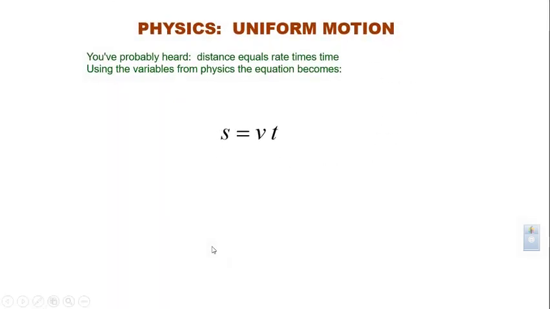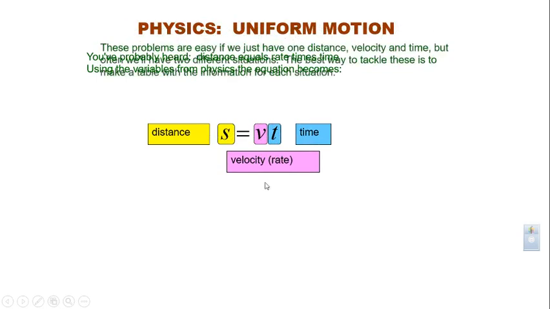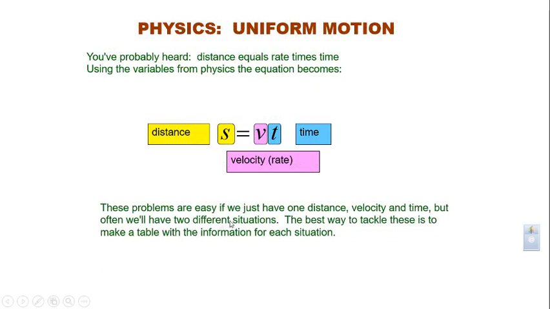Here's another example, uniform motion. Distance is equal to rate times time. In physics, the distance is called displacement. Its symbol is S. The rate in this case is velocity. The symbol for that is V. And the time is, as usual, T. So distance S is equal to rate V times time T. So here's an example.